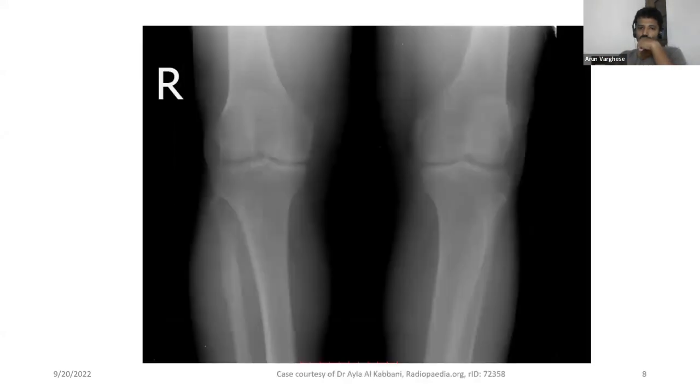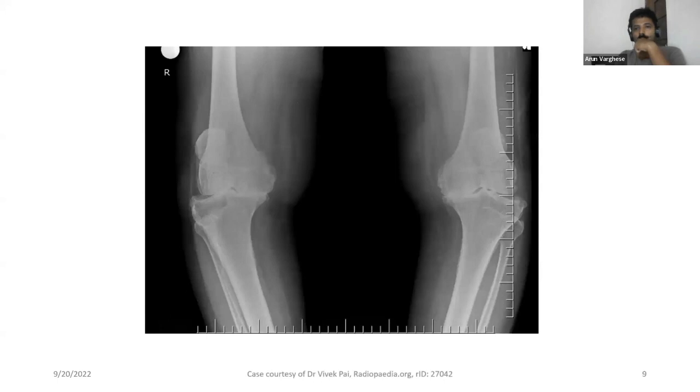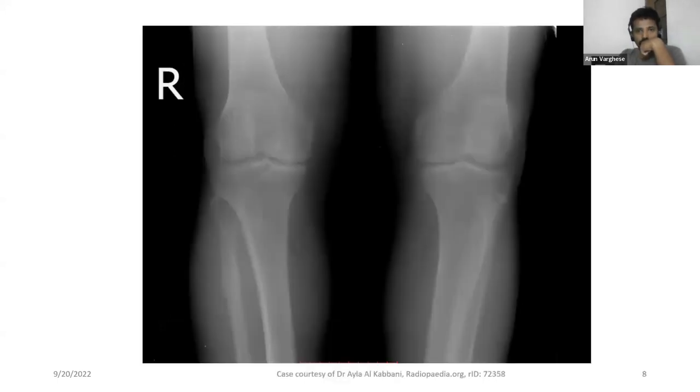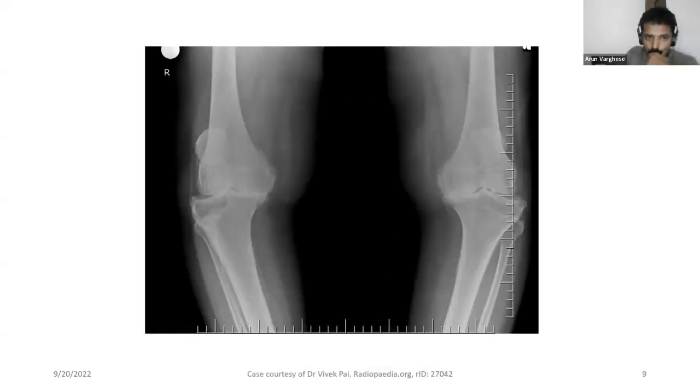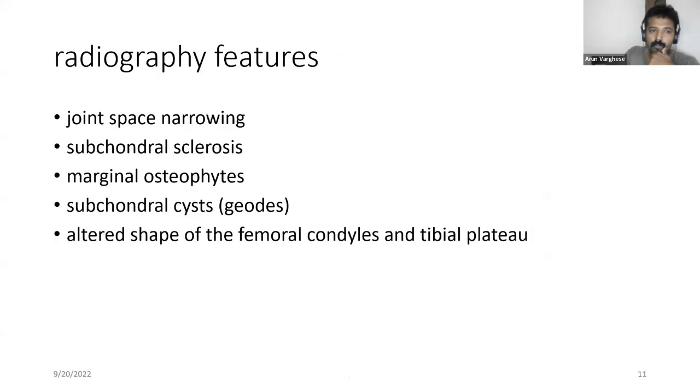We can go back to our old X-ray and try to see that. Compared to our older ones, you can see there is new bone formation along the joint margin, along the joint. This is sclerosis, new bone formation, and the subchondral cyst.